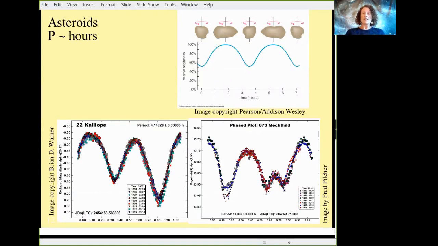Now, asteroids generally have very short rotation periods, in terms of hours. The one on the left, Calliope, has a period of about 4.1 hours. The one on the right has a period of a little bit over 11 hours. So asteroids have pretty short rotation periods.